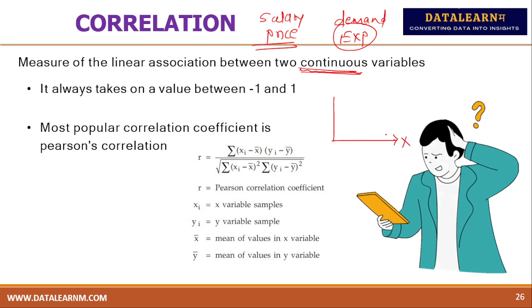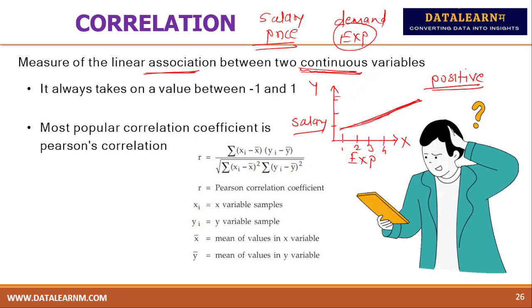Suppose on the x-axis I am having experience values: 1 year, 2 years, 3 years, 4 years. On the y-axis, what are you having? You are having salary values. And if you are plotting this for a thousand data points, it is giving some line like this: with an increase in experience, salary increases. So there is some relationship. We can say it's a positive relationship, a positive association between two continuous variables. What are the variables? Experience and salary.